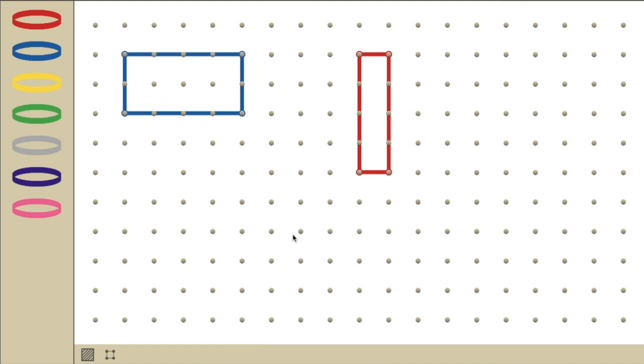And I've got a couple rectangles drawn here on the Geo board. You know how to do rectangles on the Geo board, but I just wanted to do a quick review here. I'm looking at this rectangle and considering the perimeter, wondering exactly what is the perimeter of this rectangle. In other words, what is the distance around the outside of this figure?